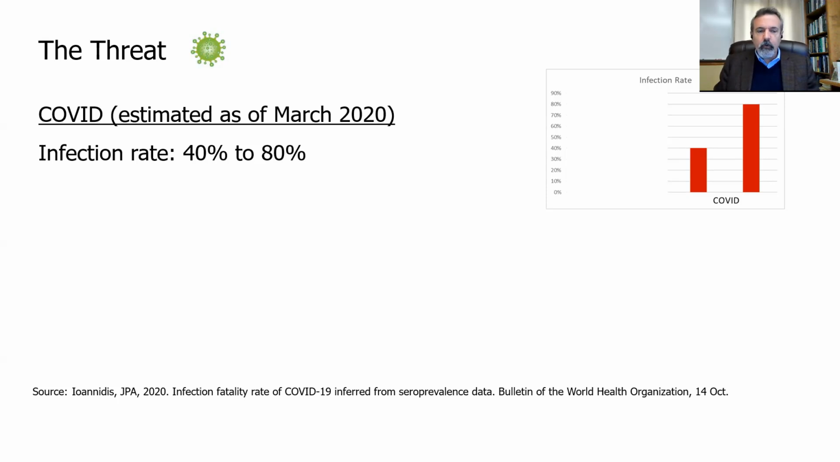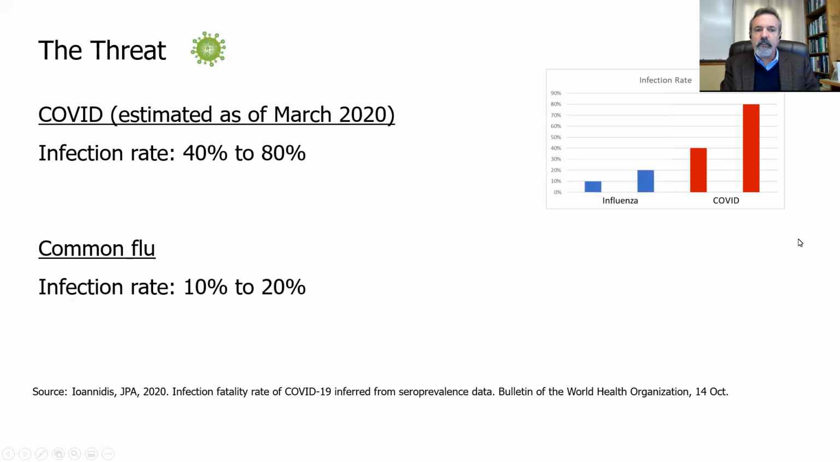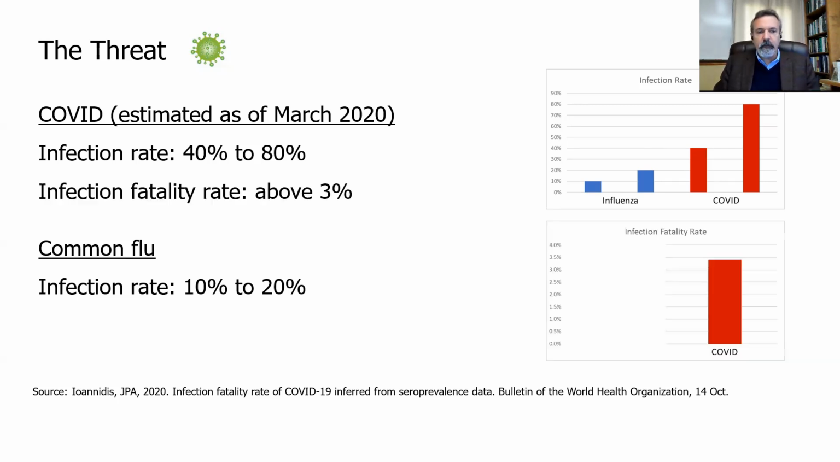So let's start with the threat, COVID itself. This was a new disease, and so we were making things up as we went along, necessarily, because we didn't understand the disease. The initial estimates as of March 2020 were that the infection rate was around 40 to 80%. That is, 40 to 80% of the people who were exposed would become infected. Now, contrast that with the common flu that comes around every flu season. There, the infection rate, of course, varies depending on the year and the circumstances, but tends to be around 10 to 20%. So right off, this is a disease that is 4 times as infectious as what we're used to with the common flu. And then, again in March of 2020, the estimate was that the infection fatality rate was above 3%.